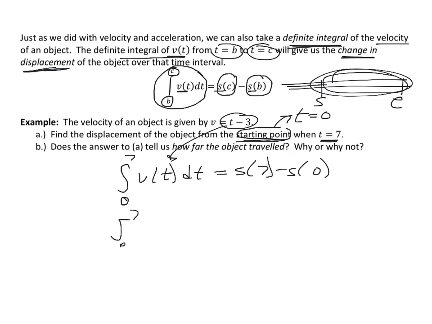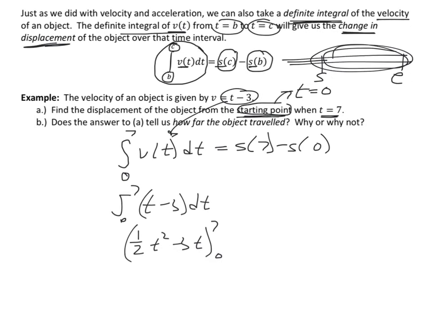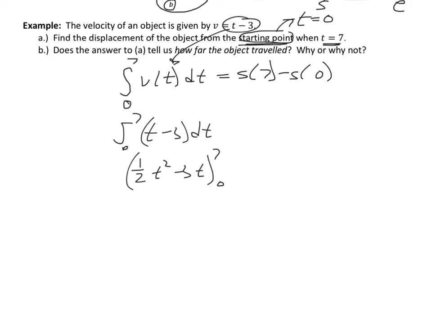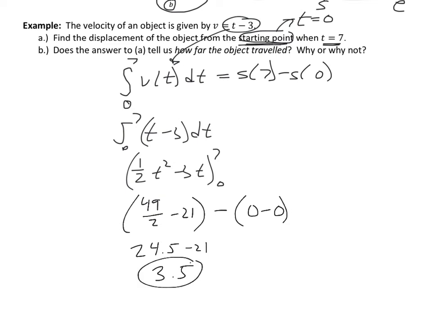In this case, I'm just going to use this function. Let's do the integral from 0 to 7 of t minus 3. Okay. When I do this, I'm going to get 1/2 t squared minus 3t, and then I plug in 0 and 7. And so when I do this, I'm going to get 49 over 2 minus 21 minus 0 minus 0. Okay, so that's just a whole bunch of 0. So this is basically 24.5 minus 21. So this is 3.5. Okay? So 3.5 is the change in displacement.